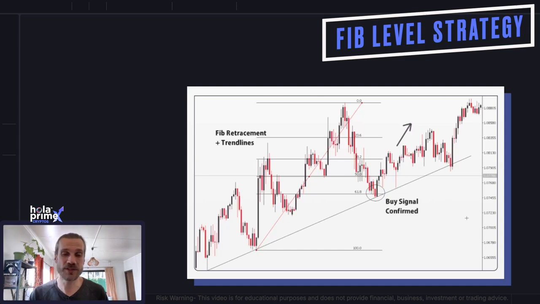And this is how you can use fib levels in combination with other bullish ideas, such as this diagonal trend line, to dramatically improve your success rate.